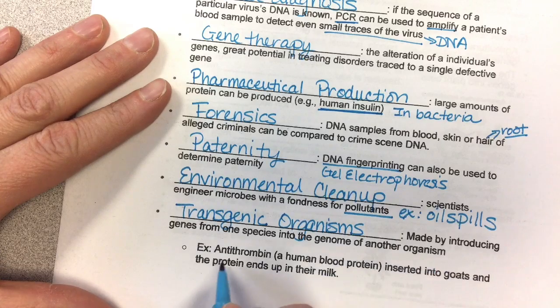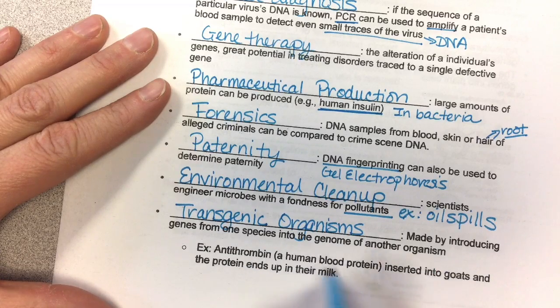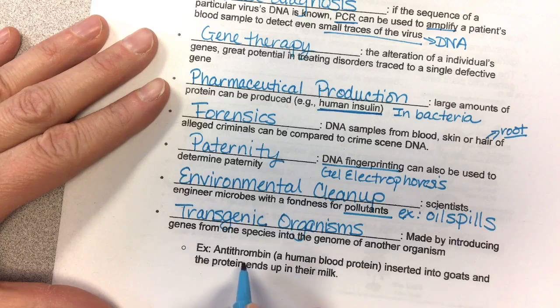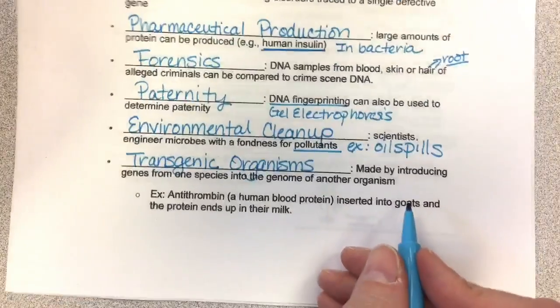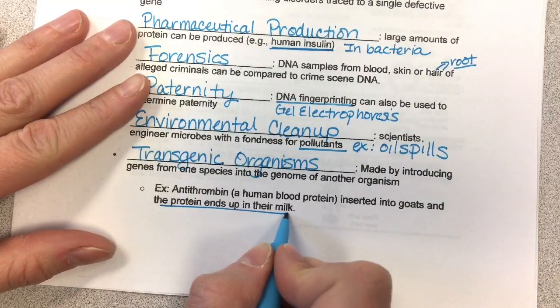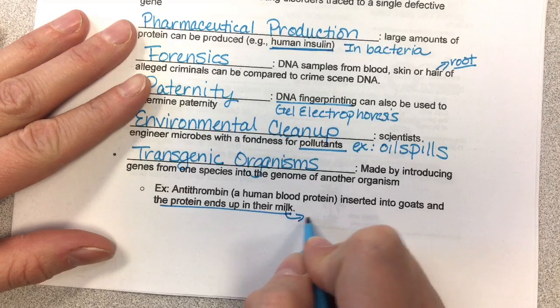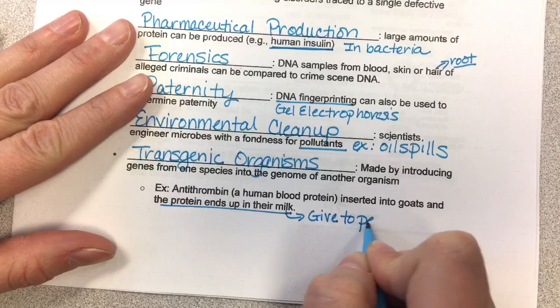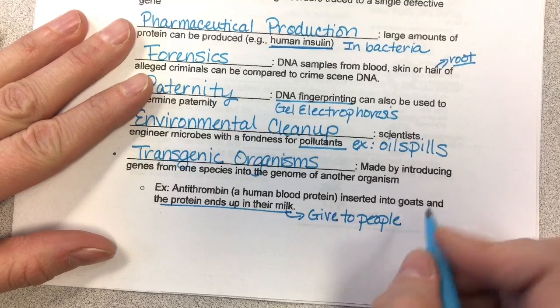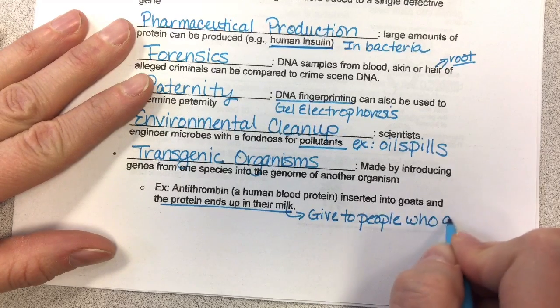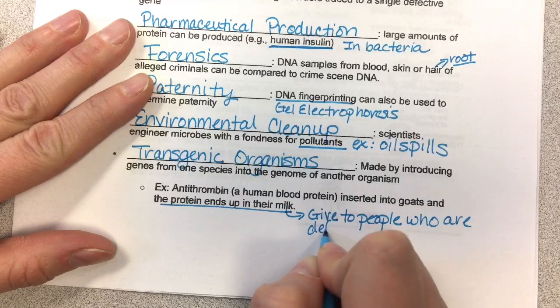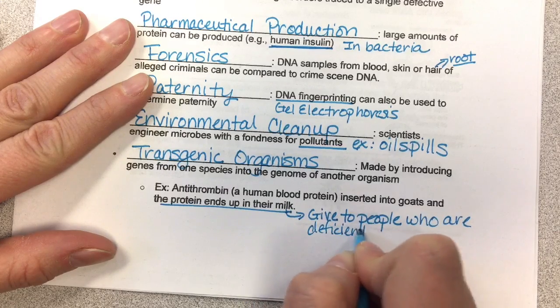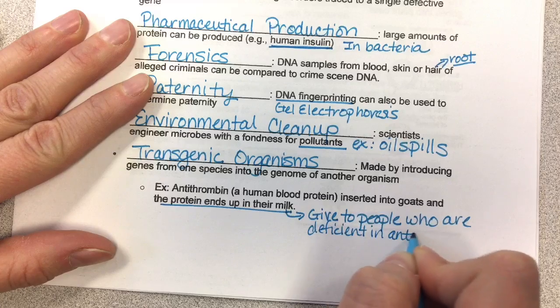So antithrombin, a blood protein in humans, that gene has been inserted into goats, and then when the goats produce milk, that protein ends up in their milk, and then they can give it to people who are deficient in antithrombin.